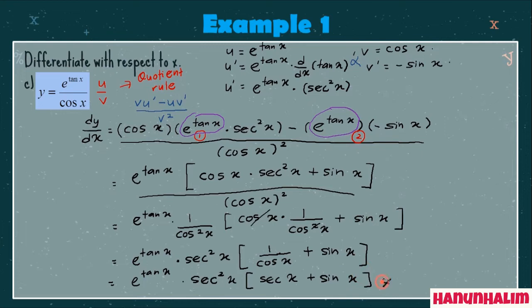So this is the final answer for example 1C. Okay, as I told you before, cara nak simplify ada banyak. Okay, so this is one of the method to simplify the answer for example 1C.